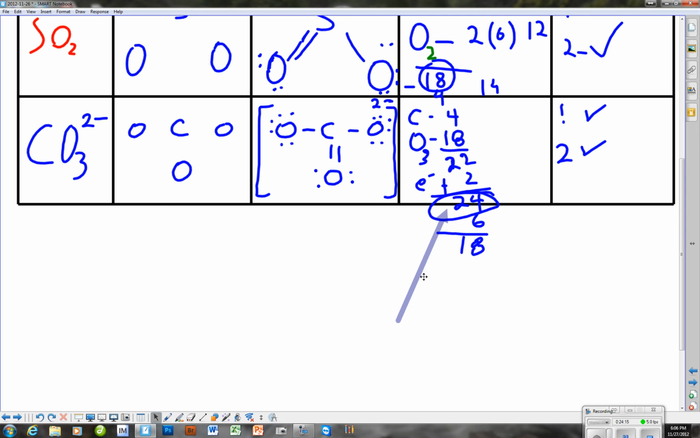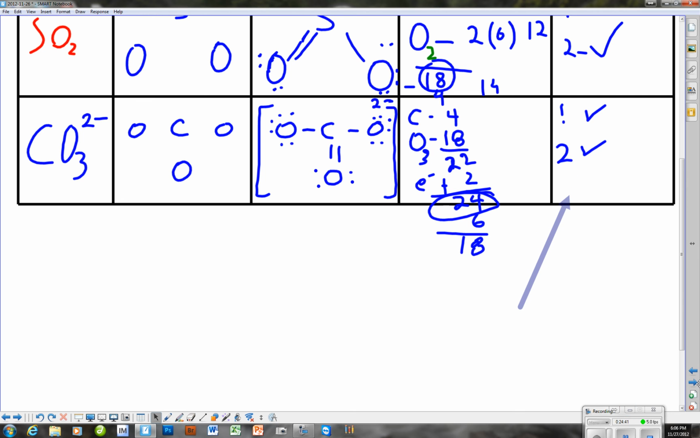24 is what we should have. And we have 8 around this oxygen, 8 around this oxygen, and 8 around this oxygen. So 3 times 8 gives us a total of 24. And that works to give us our total here to be able to check off this rule.